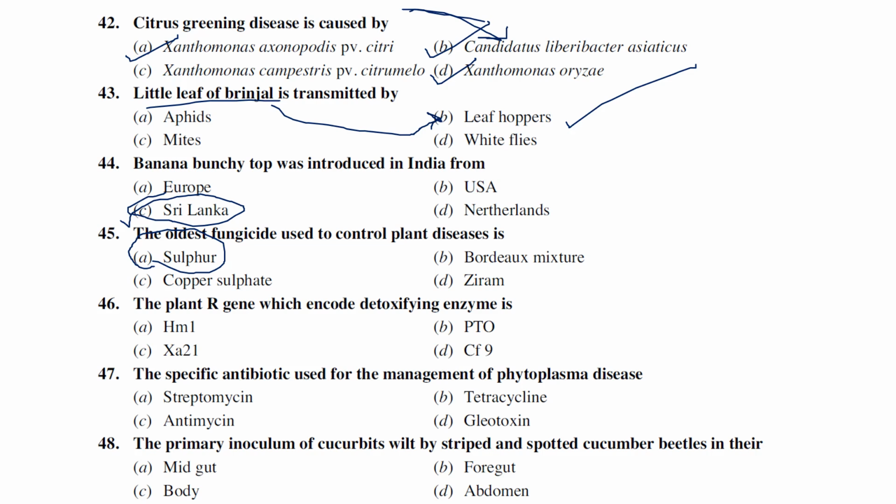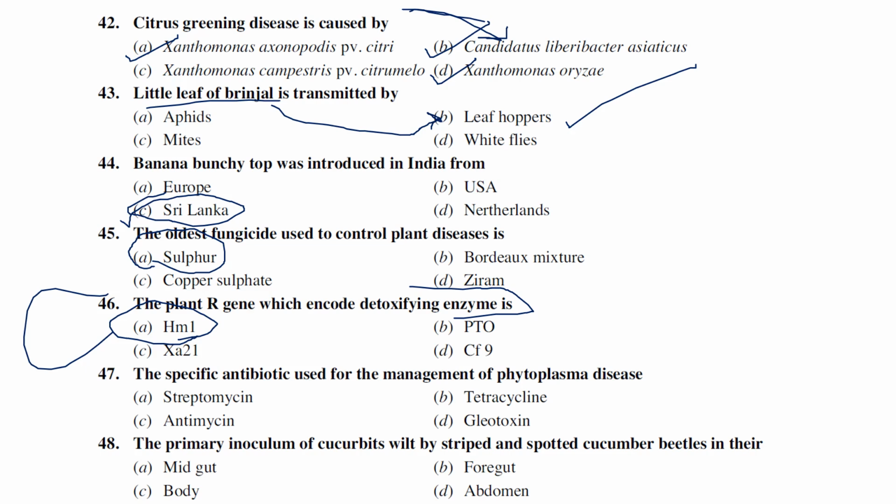Next one is the plant origin resistant gene which encodes a detoxifying enzyme. So which gene encodes a detoxifying enzyme? HM1, Pto, Xa21, Cf9. So this is HM1, also known as the world's first resistant gene, from Helminthosporium carbonum, that is HC toxin. Sorry. This is Helminthosporium isolated from maize, right? So this is known to be the first resistant gene, and it actually encodes a detoxifying enzyme.